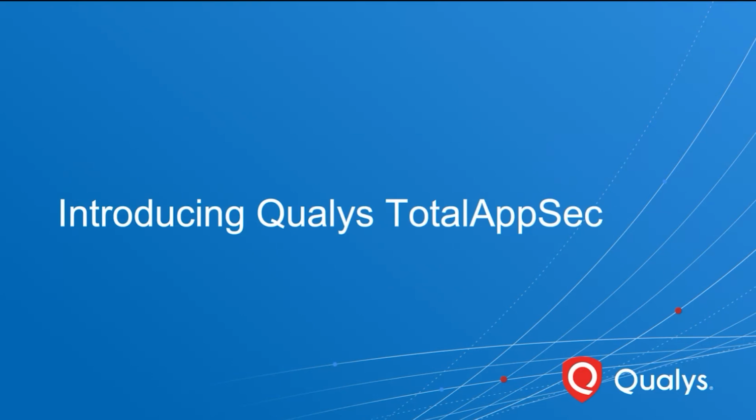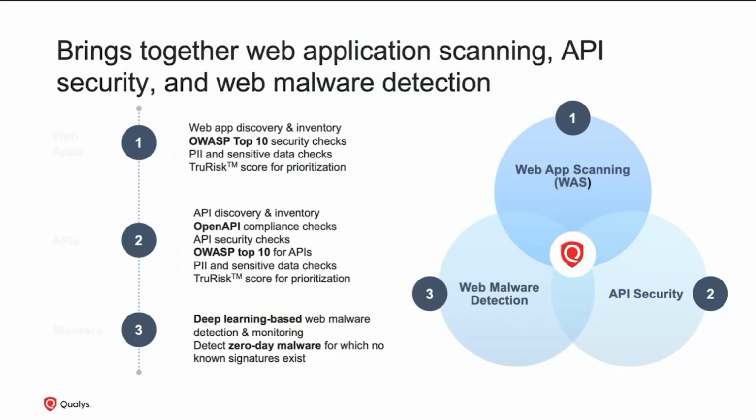That is why I would like to introduce you to Qualys Total AppSec. Qualys Total AppSec brings together web application security, API security, and web malware detection. When we say application security or API security, it also includes discovery and inventory capabilities. It includes the ability to test applications and APIs for security vulnerabilities.